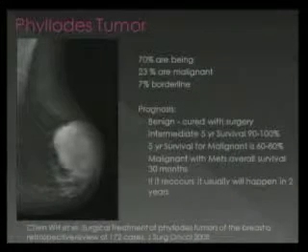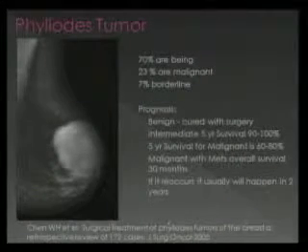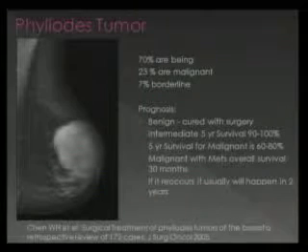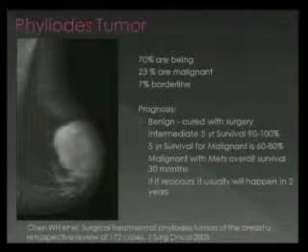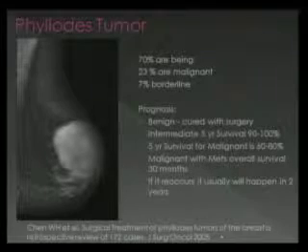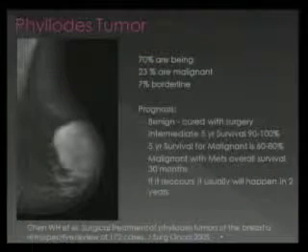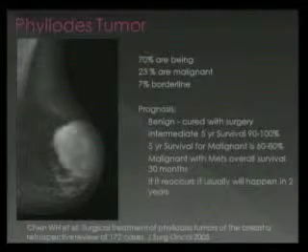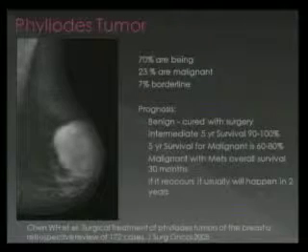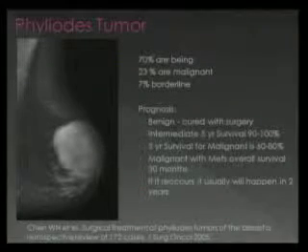And so this was a study by Chen et al., surgical treatment of phyllodes tumors of the breast, a retrospective review of 172 cases in the Surgeon Journal in 2005. And what they found is that of the excisions, 70% of these were benign, 23% were malignant, and 7% were borderline.